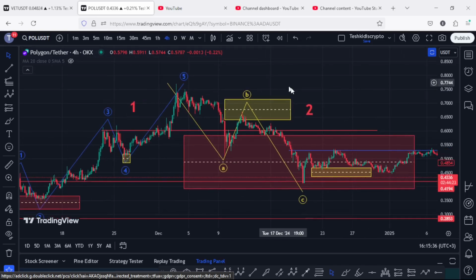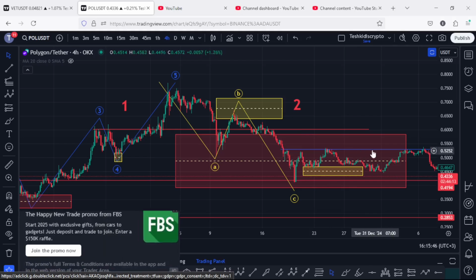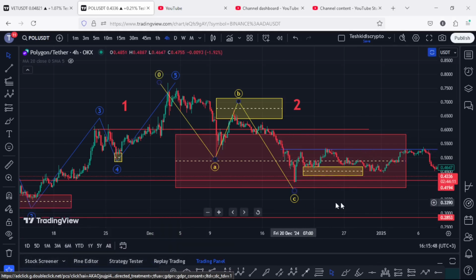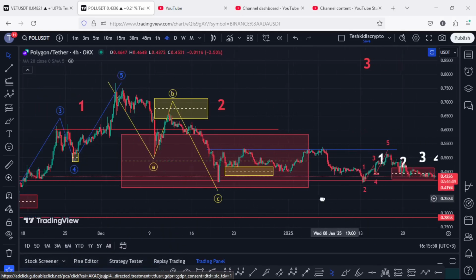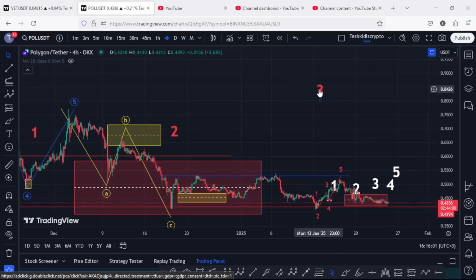Then we started a pullback in the formation of this additive count 2, whose minimum target areas I have marked on the charts using this red target area, and that is an area that we have also fully maximized, and there are high chances that we now have a low in place in the formation of this wave 2, that is on the low that we made on the 13th of January, and in the next coming days we should easily start another impulse to the upside in the formation of this larger additive count 3.